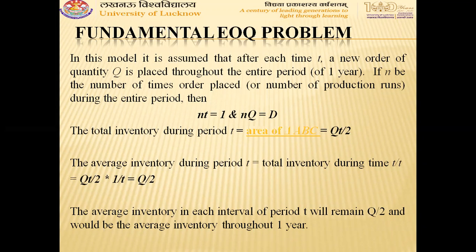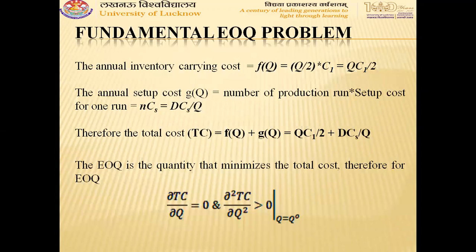Average inventory will be total inventory divided by total time. That means Q into T by 2 into 1 upon T, that will give Q by 2. The average inventory in each interval of period T will remain Q by 2. So we can say that throughout the year, the inventory level will be the same, that is Q by 2. Now the annual inventory carrying cost will be per unit inventory carrying cost, that is C1, into average inventory, that is C1 into Q by 2, that is Q into C1 by 2.